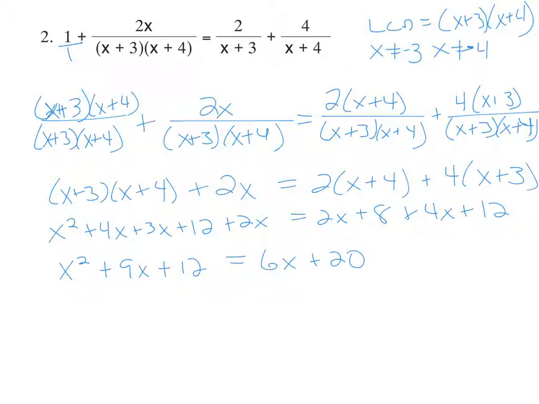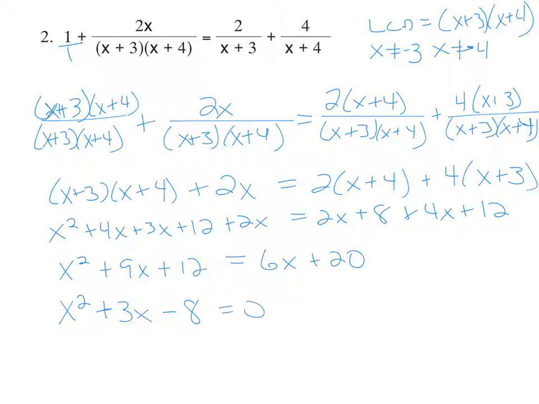And now you'll notice at this point I have to decide, okay, is it quadratic, is it linear, is it polynomial? And I have an x squared that I can't get rid of, and I also have my x's, so I'm going to set it equal to 0. It's quadratic. So I have x squared. If I subtract 6x from both sides, I get plus 3x. If I subtract 20 from both sides, I get negative 8.